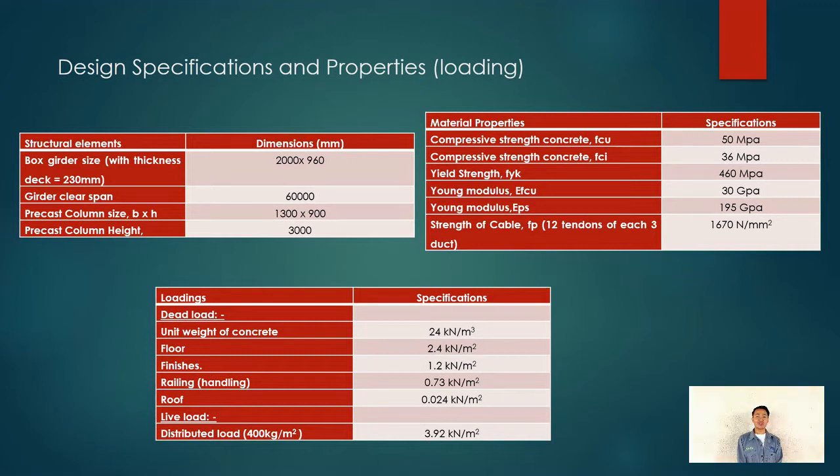And the last table shows the loading used in this project. For the dead load, it includes the unit weight of concrete, floor, finishes, railings, and roof. For the live load, it used a distributed load of 400 kg per square meter.